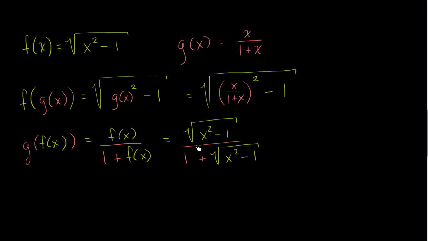So this is the composition f of g of x, you get this thing. This is g of f of x, well, you get this thing. And to be clear, these are very different expressions. So typically, the composition one way isn't going to be the same as the composition the other way, unless the functions are designed in a fairly special way.